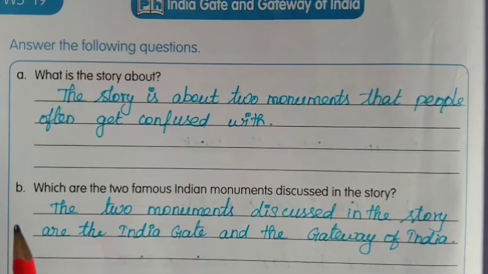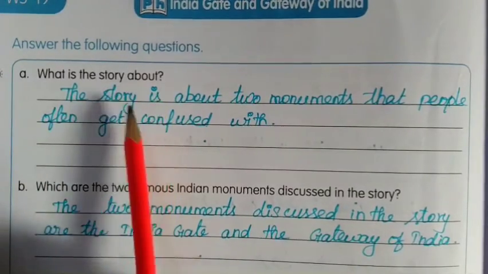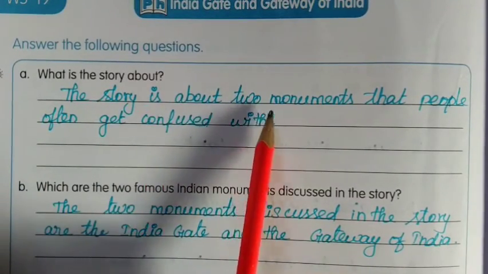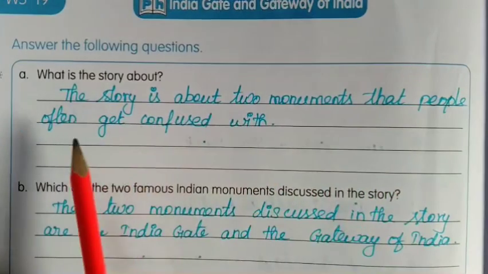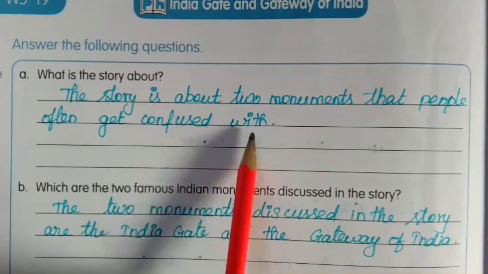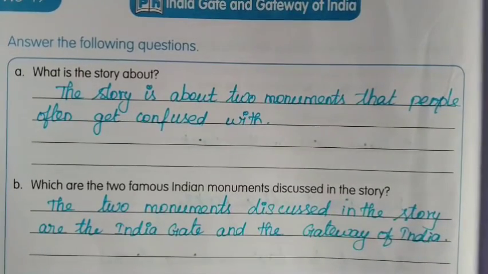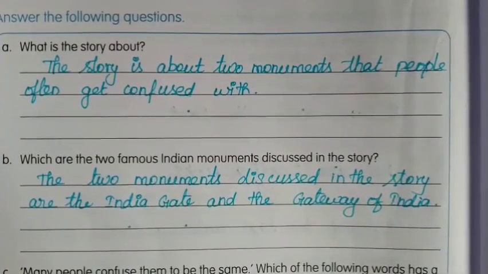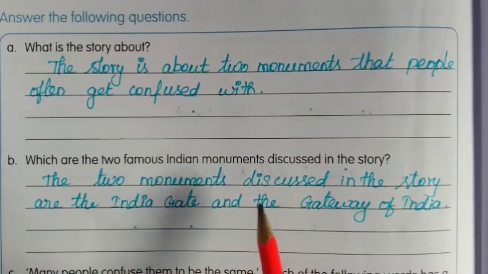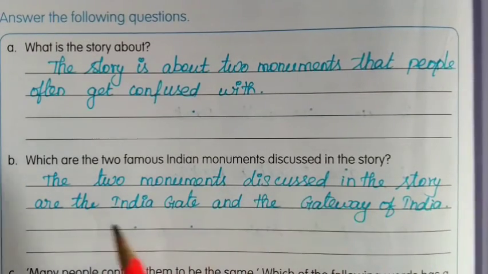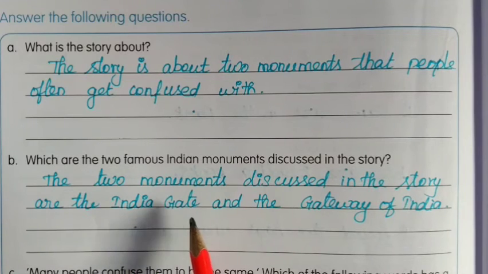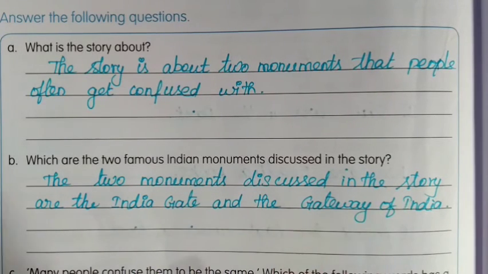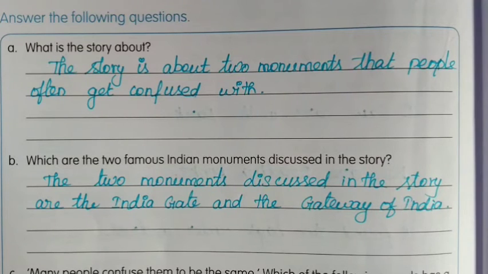Look at this. What is the story about? The story is about two monuments that people often get confused with. Next, the two monuments discussed in the story are the India Gate and the Gateway of India. I give you 3 seconds. Just copy the answers. 3, 2, 1, 0.